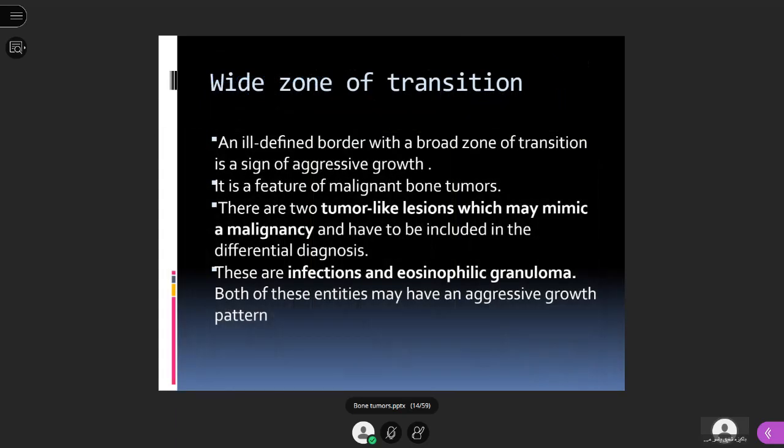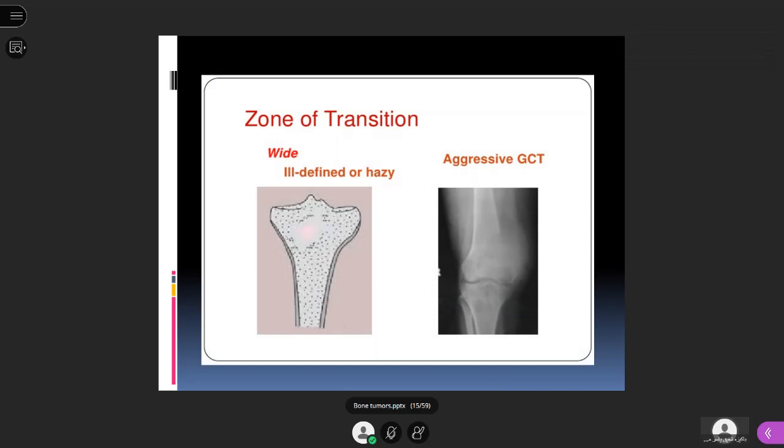Okay, wide zone of transition. Wide zone of transition means an ill-defined border with a broader zone of transition. That is a sign of aggressive growth and it is a feature of malignant bone tumors as well as acute osteomyelitis. Again, the same thing: eosinophilic granuloma and infections, these are two things which can lead to wide zone of transition in addition to the malignant bone tumors.